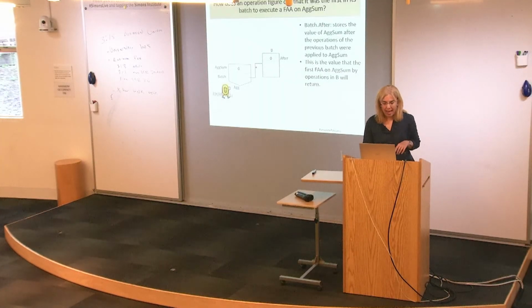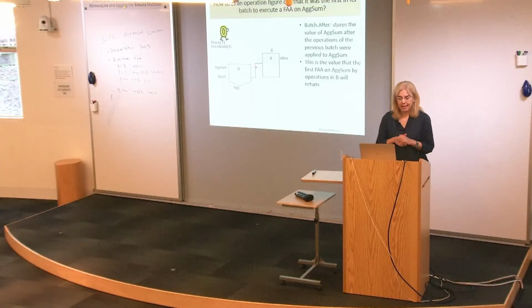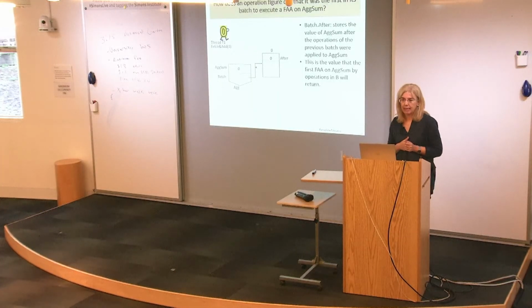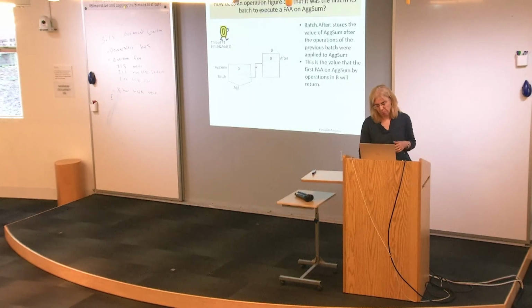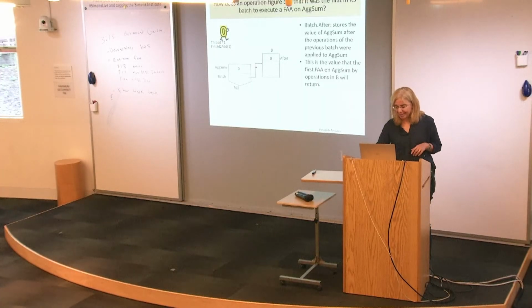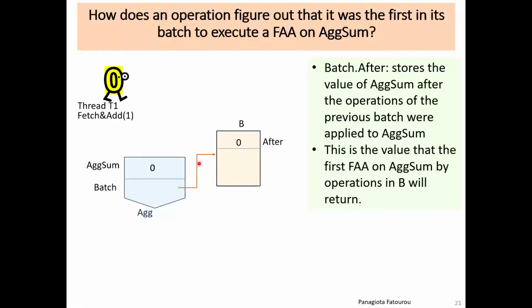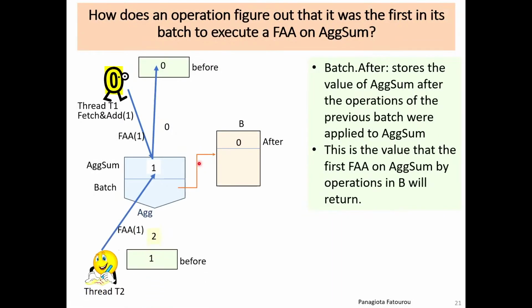Okay, very good question. Now let's assume that the thread T1 arrives and wants to execute a fetch and add. For simplicity, I'm going to assume that all the arguments are equal to 1. So this is more or less a fetch and increment, a restricted version of fetch and add. This thread is going to perform a fetch and add on agsum. It's going to see 0, and it's going to change its value to 1. And it's going to save the 0 that it read in agsum in a local thread variable which is called before.